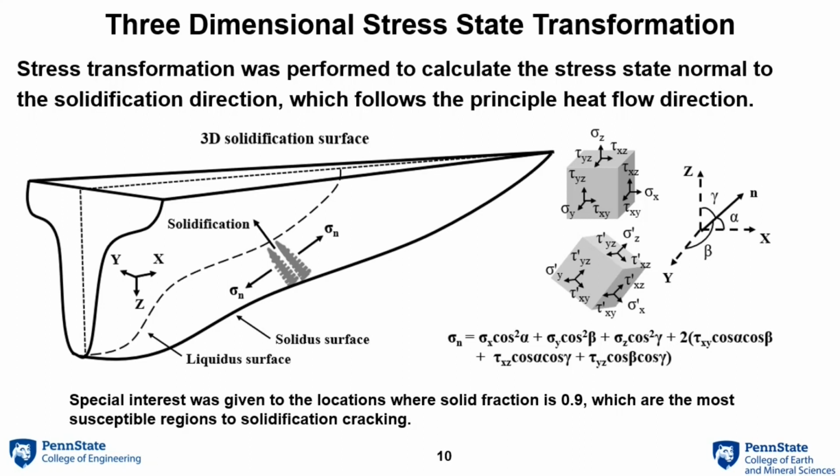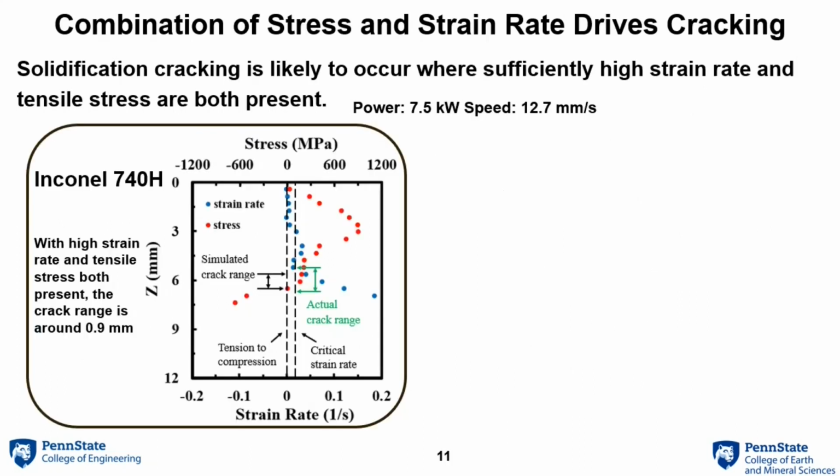And also, special interest was given to the locations where the solid fraction equals 0.9, because beyond that, the remaining liquid will be insufficient, and those regions are the most susceptible to solidification cracking.